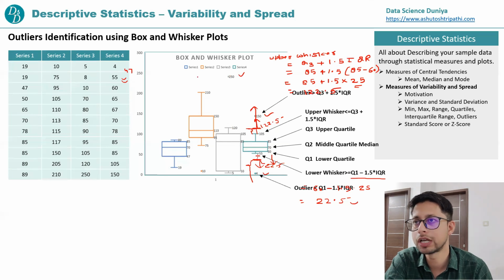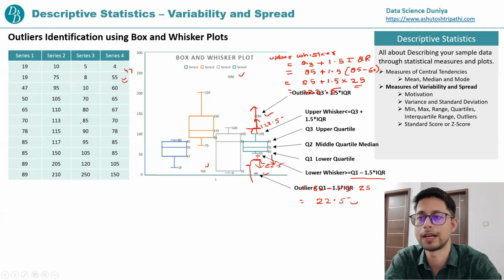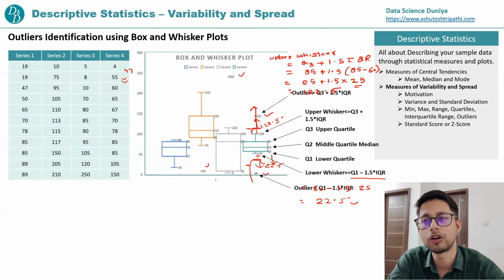In series 2, we don't have any upper outlier. We have 10 as a lower outlier, a lower extreme value. And in series 1, there is no outlier, no extreme data point, right? So that's how you detect the outliers, guys, with the help of IQR or the box plot.